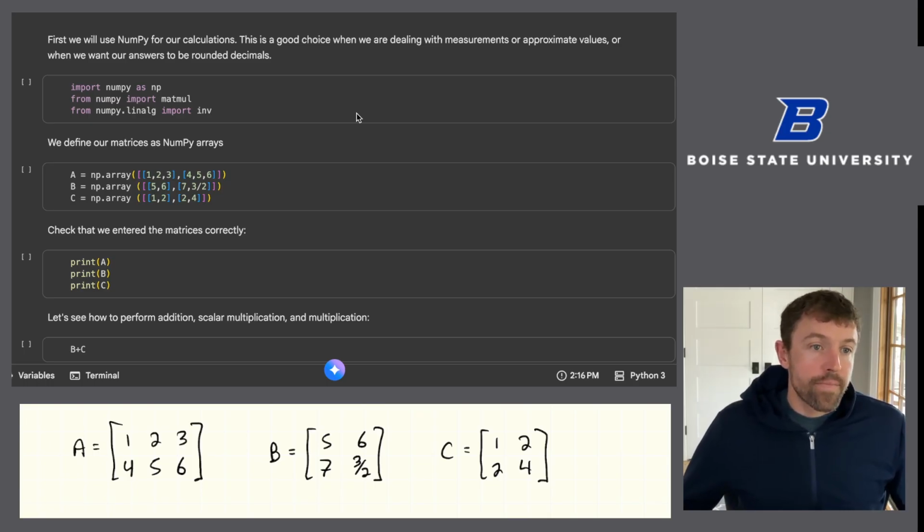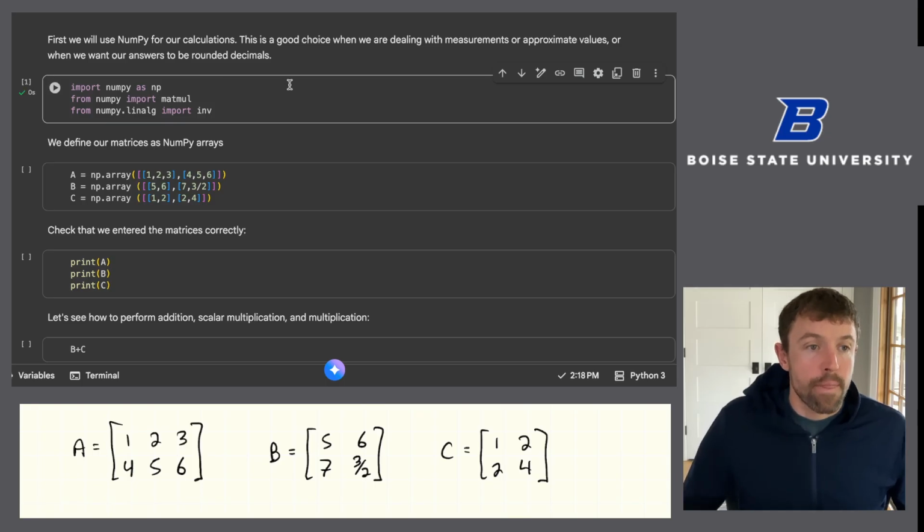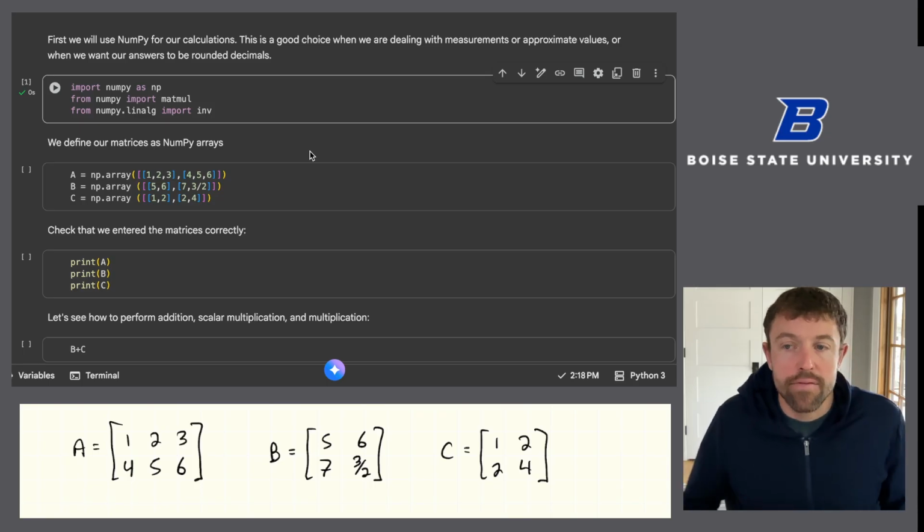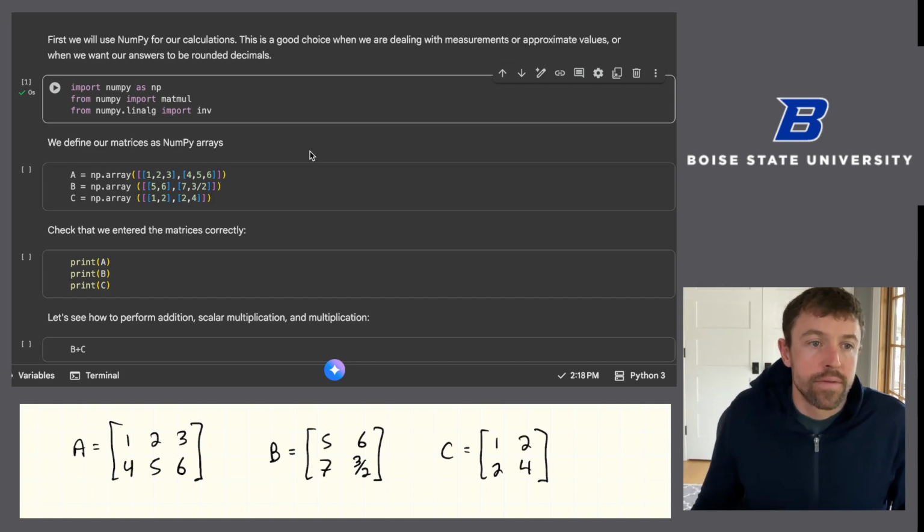All right, so I'm going to start in NumPy. We'll start by importing all of the necessary libraries or whatever we call them. And in order to define these three matrices, I have these on the screen. We'll define them as NumPy arrays.